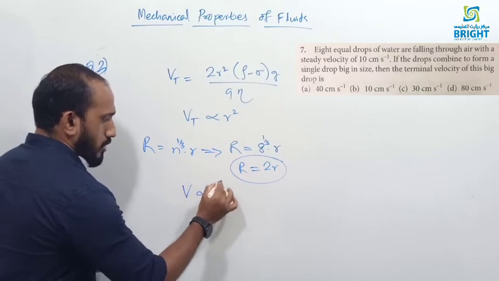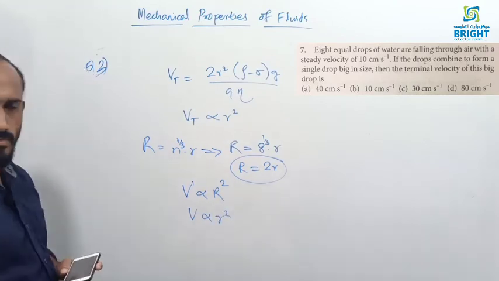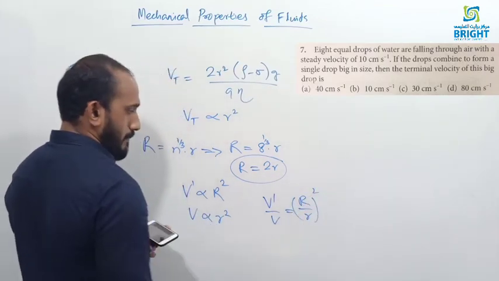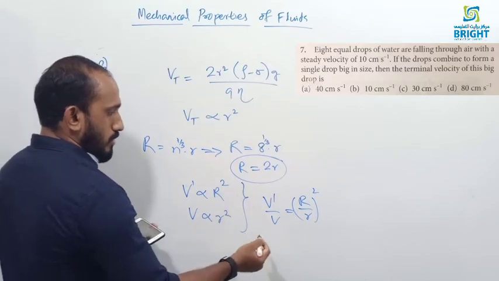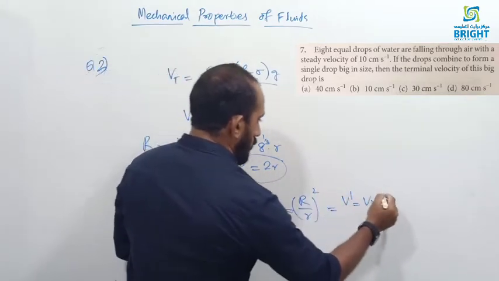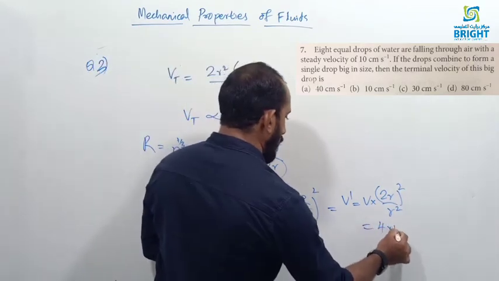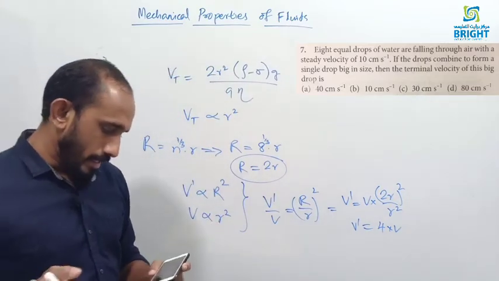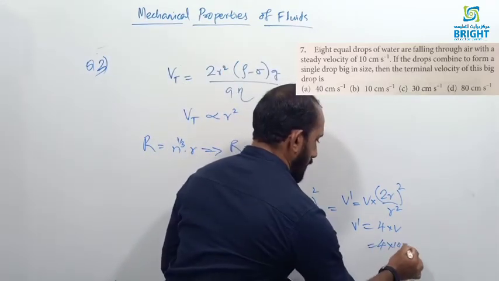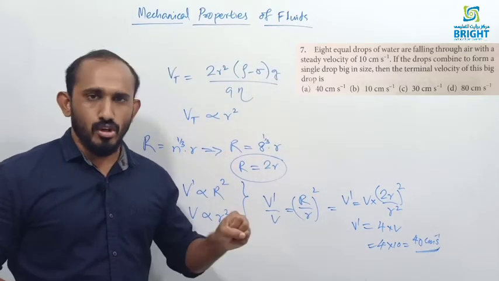V dash is proportional to capital R square, and V is proportional to small r square. Or V dash by V is equal to R by small r whole square. If you just take the ratio, V dash is equal to V into R, capital R is 2r, so 2r whole square by r square. Cancel it, it will become 4 into V. So V dash is equal to 4 into V. And it's given initial speed is 10 centimeter per second. So 4 into 10, that is 40 centimeter per second.